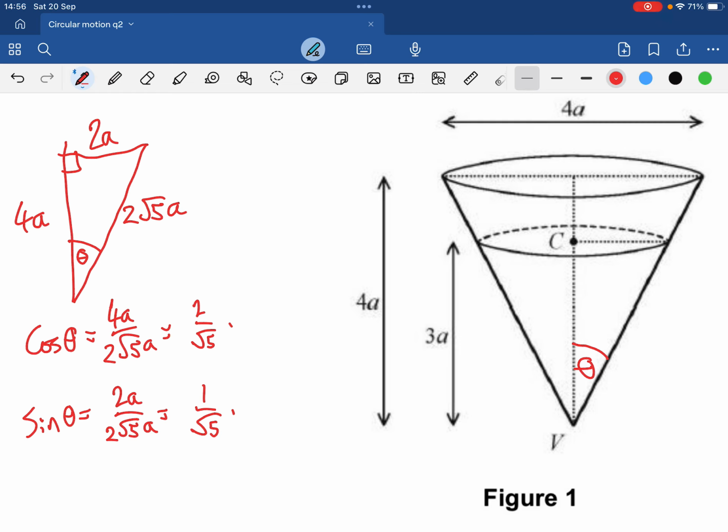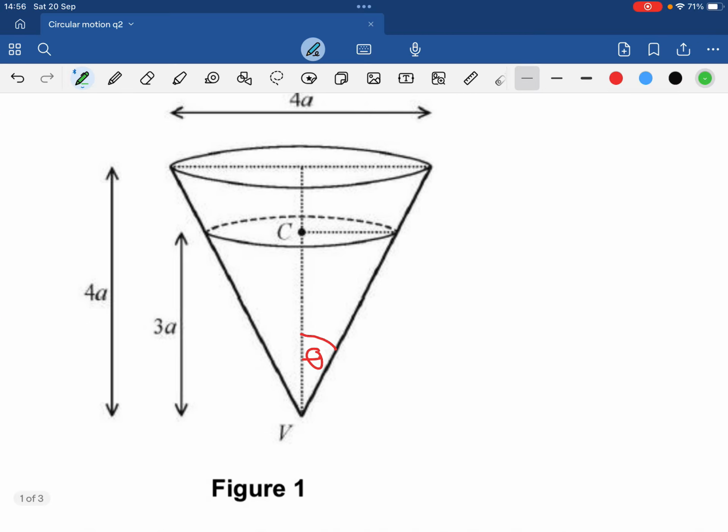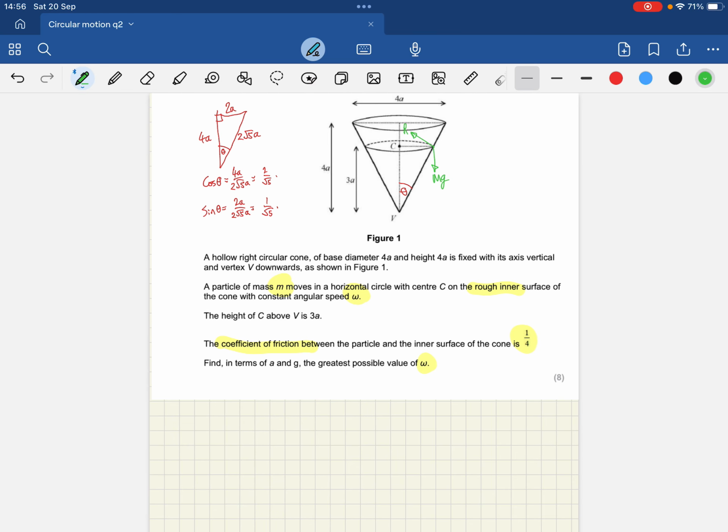We've done this part. Next part is now considering some forces for ourselves. So forces on this diagram, let's change color. This is our particle where it is here, I can always mark in an mg pointing downwards for particle mass m. Same as we did before, we can mark perpendicular to the rough surface of the cone, a reaction force. And now here's the part, actually, let's go back and read the question really, really carefully.